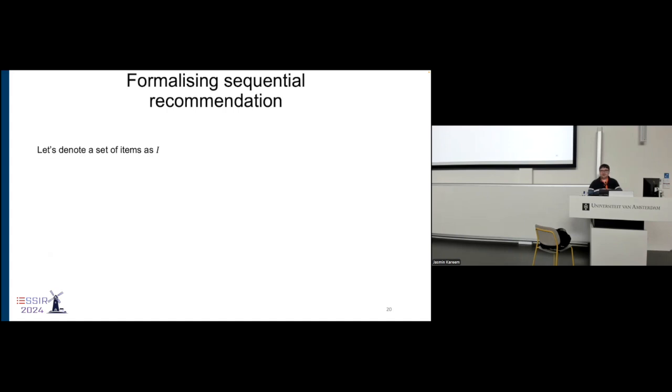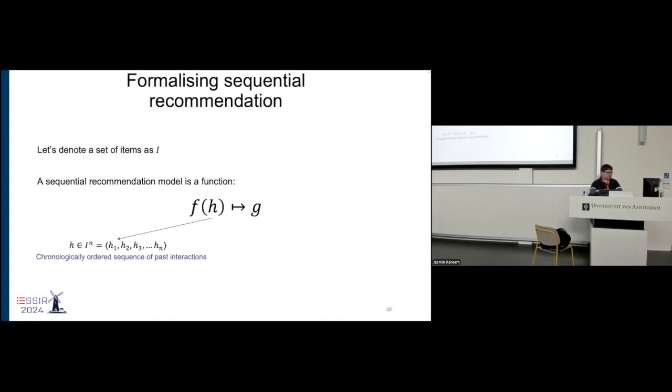We have a set of items, I, and we want to learn a function that maps H, where H is the user history, a sequence of user-to-item interactions, to G, where G is a recommender system output: an ordered sequence of items that are likely to appear next.